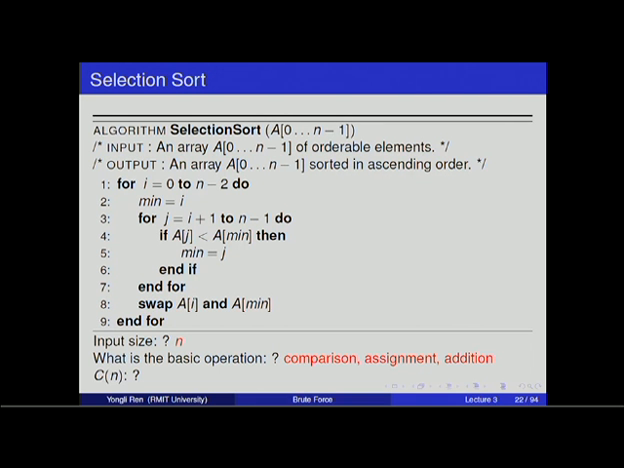Do you still remember what is C(n)? And the question is, can you give what is C(n) for this pseudocode for selection sort?